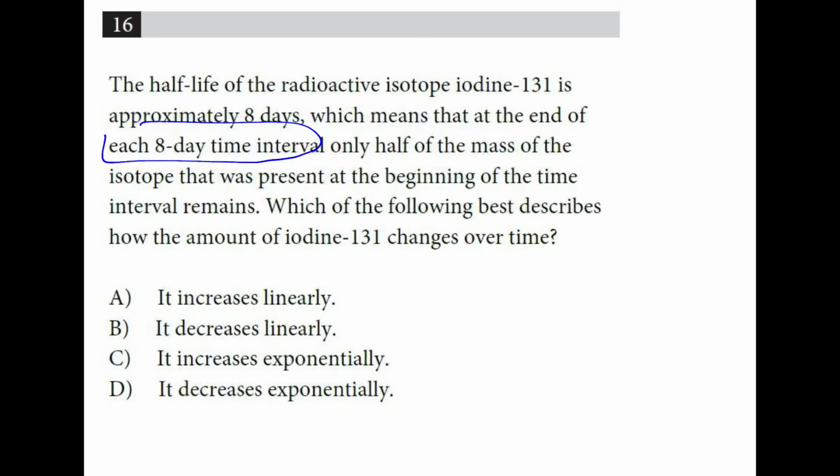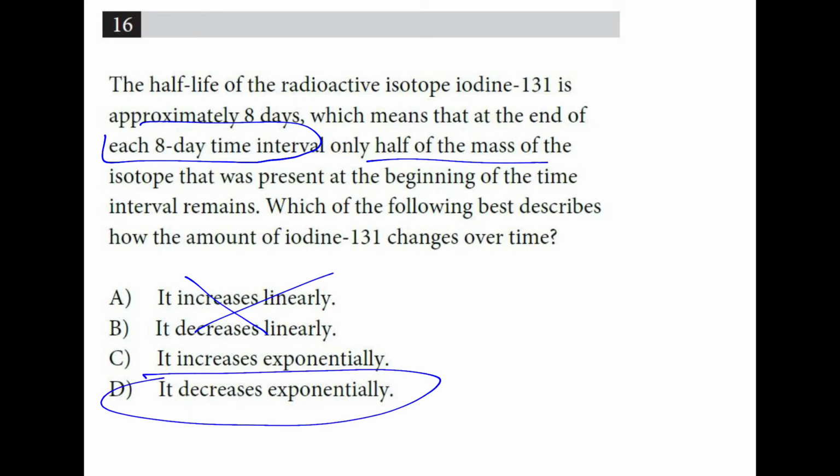Every 8-day interval, half of the mass of the isotope remains. It's not decreasing or increasing linearly because when we take 50% each new 8-day cycle, our decline is going to be different amounts. So it's going to decrease exponentially.